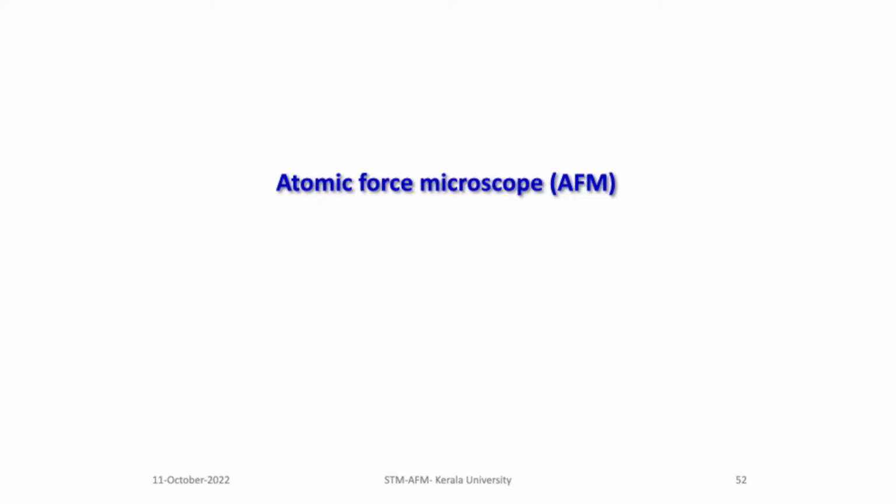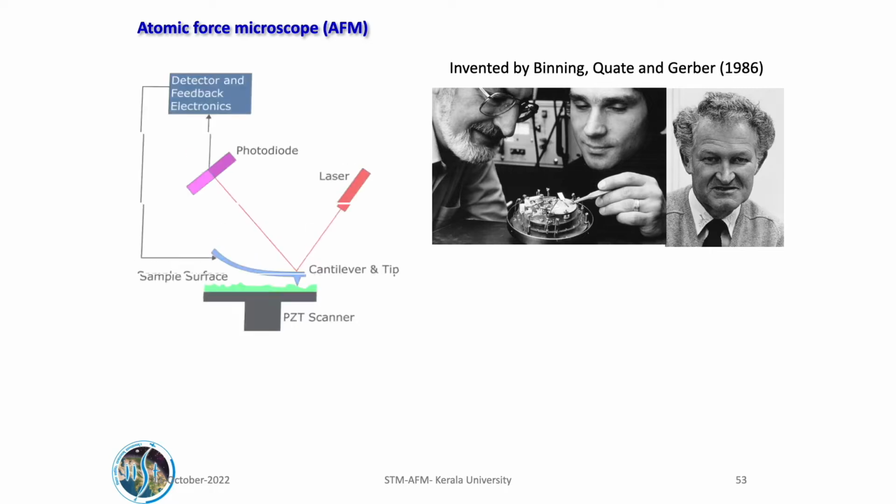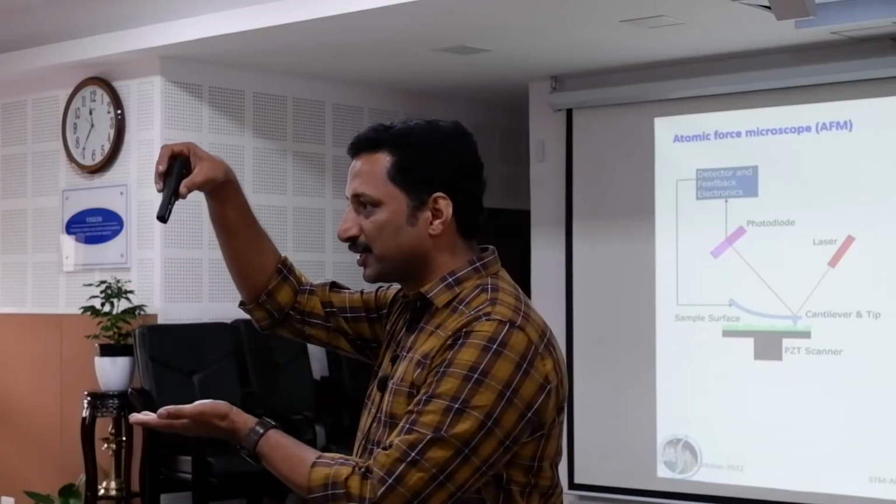AFM was again discovered by the same group, but with three different people: Binnig, Quate and Gerber, in 1986. You see, soon after their first Nobel Prize, they developed this one. The technique is very simple. In STM we captured the electrons from the last orbital and mapped atoms. Here we have a very sharp tip again, and there is no voltage applied, no current, no electricity required. The tip comes very close to the surface.